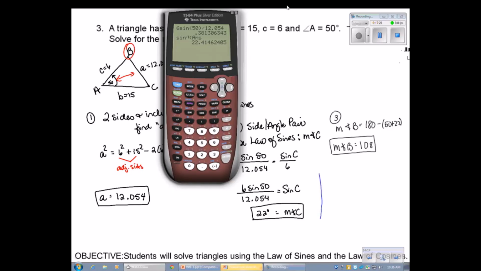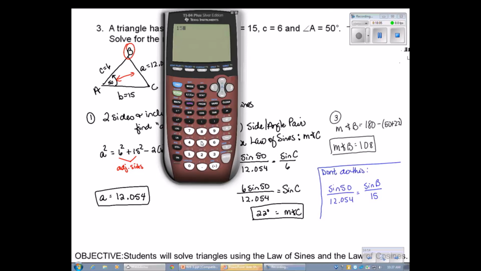Now I do want to show you that if you forget about your little rule with law of sines not working to find an obtuse angle, here's what's going to happen. So here's what you don't want to do. If I did law of sines and I did sine of 50 over 12.054, and I want to find, let's say, angle B, if I forget that I can't find that largest angle because it might be obtuse, watch what happens on the calculator.